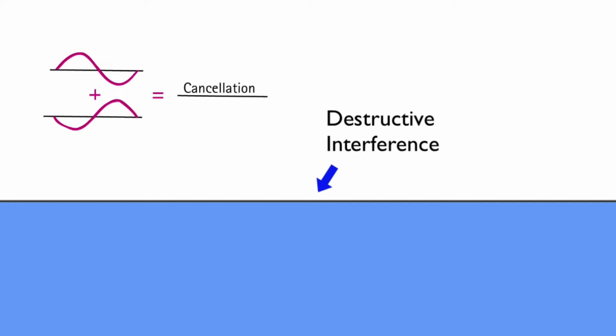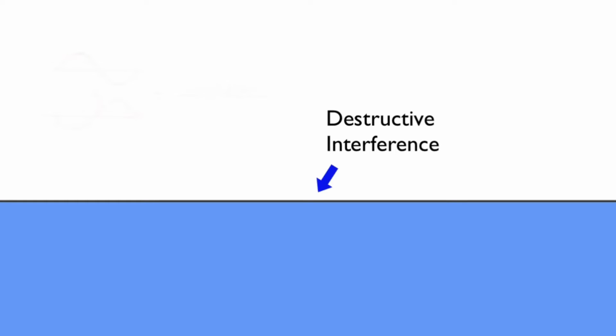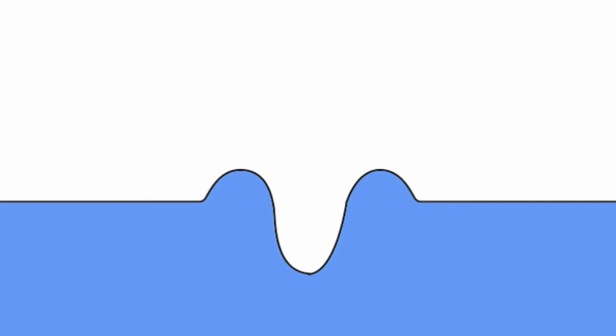If you took a snapshot photo, you might think that nothing is happening. Change that to a video, and you'd see otherwise. In the next moment, you've got a case where the 2 lows are now overlapping. This results in a combined low that's much lower. Once again, we have constructive interference.